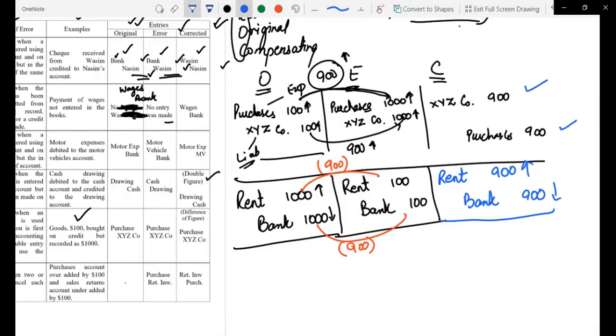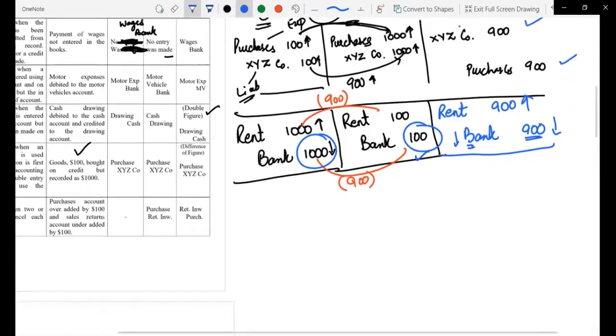The amount is increasing here as well. The bank is decreasing, but I'm talking about the amount only. The amount was supposed to be 1000. We wrote the amount as 100. So we will have to increase the amount only. So the amount was increased by 900. The bank would be the account which was credited.